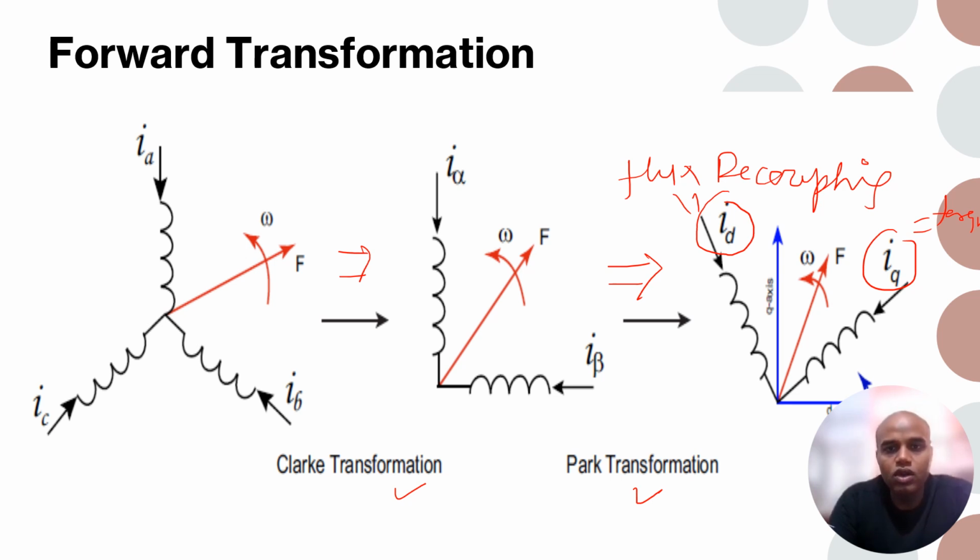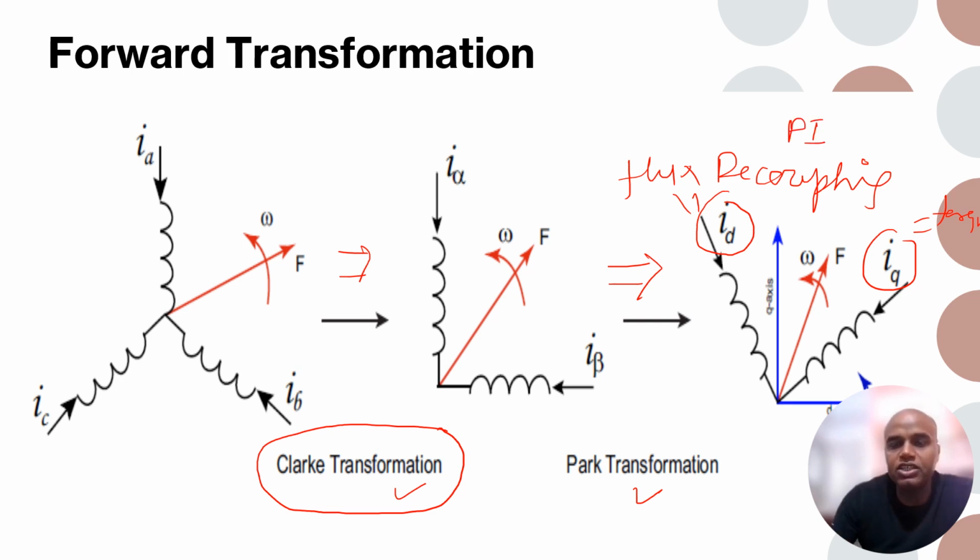In this video, we are going to focus on the Clarke's transformation. We will see its derivation in the forward and in the reverse also. So first let's understand why we are doing the forward transformation. Forward transformation is being done to control the flux and the torque independently through the PI controller.